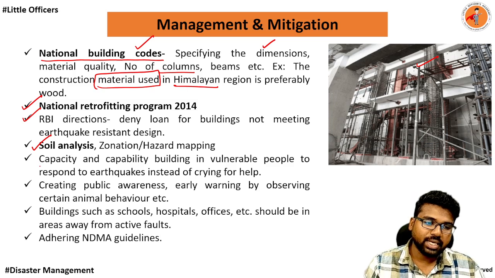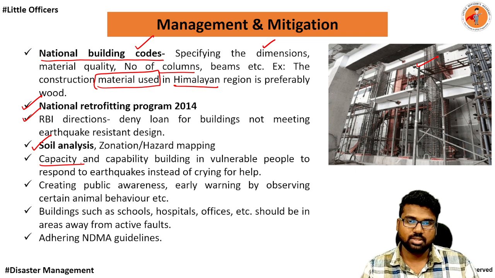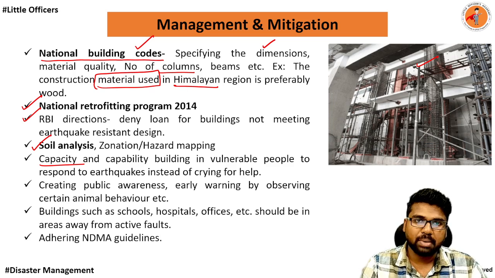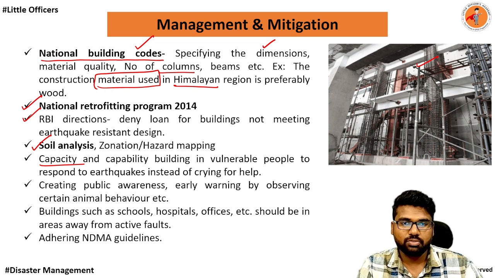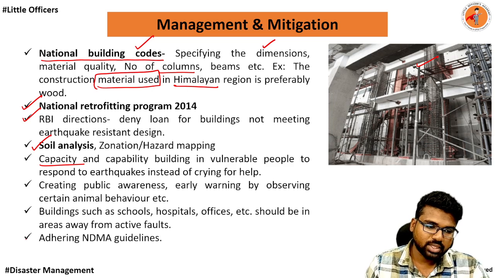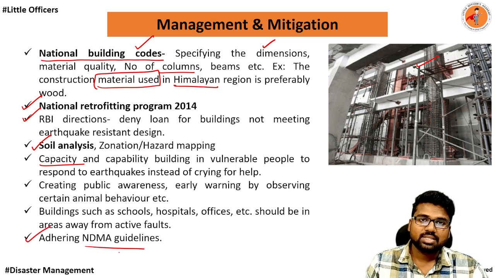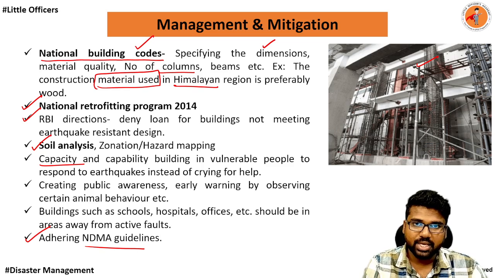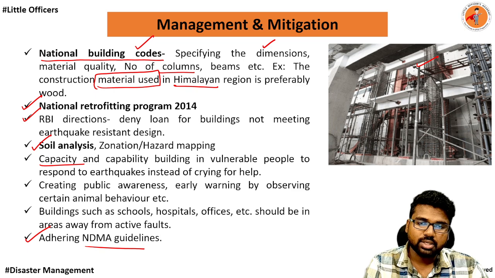Then capacity building and capability training for the locals. It is the local people who will experience the impact first. So instead of crying for help, we can train them so that they can take those initial steps. For this, NDMA guidelines are there. The National Disaster Management Authority has released certain guidelines, so we adhere to them. Similarly, training can be given on first aid and the steps to take if they come across any earthquake. So this is another good mitigation and management step.